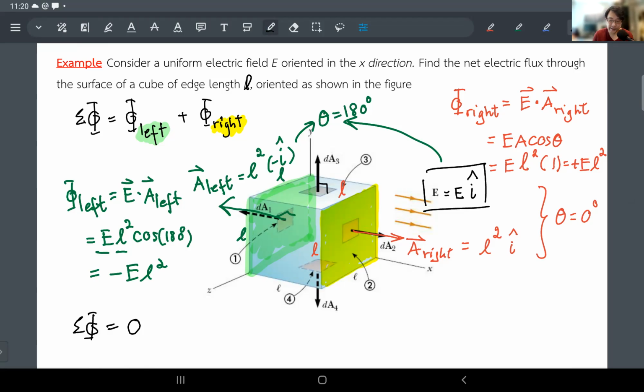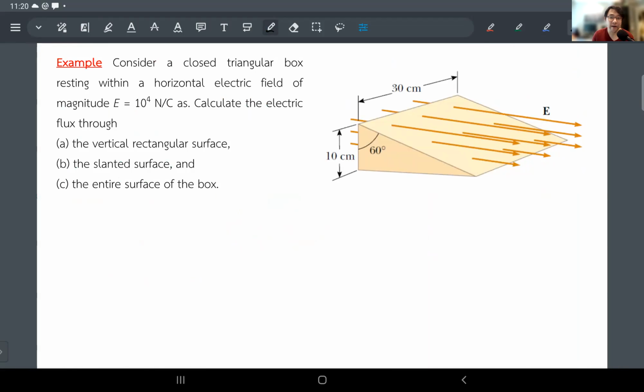One more try. Okay, next. Okay, everyone still feel good here? No? All right, guys. Now let's get more complicated. Let's do a tilted surface. There's a slanted surface over here. Consider a closed triangular box resting within a horizontal electric field of magnitude given. You have 10 to the 4th newton per coulomb electric field pointing from left to right horizontally. Calculate the flux through A, the vertical rectangular surface, B, the slanted surface, and the entire surface of this box.